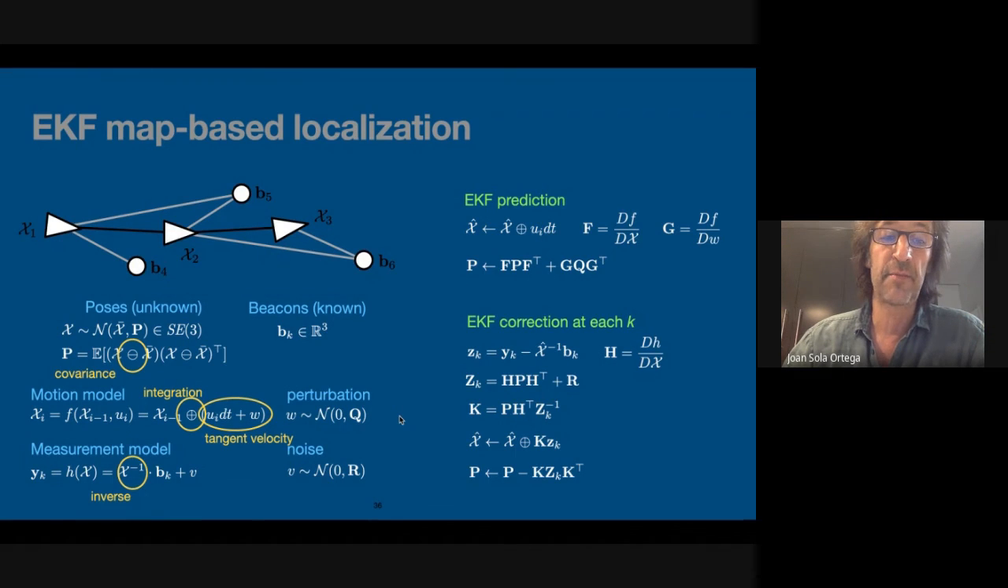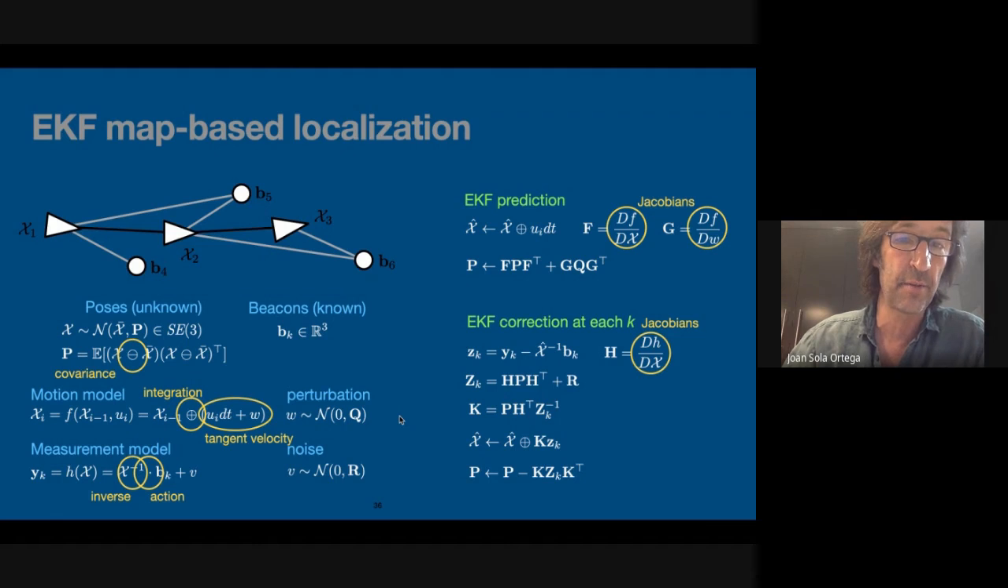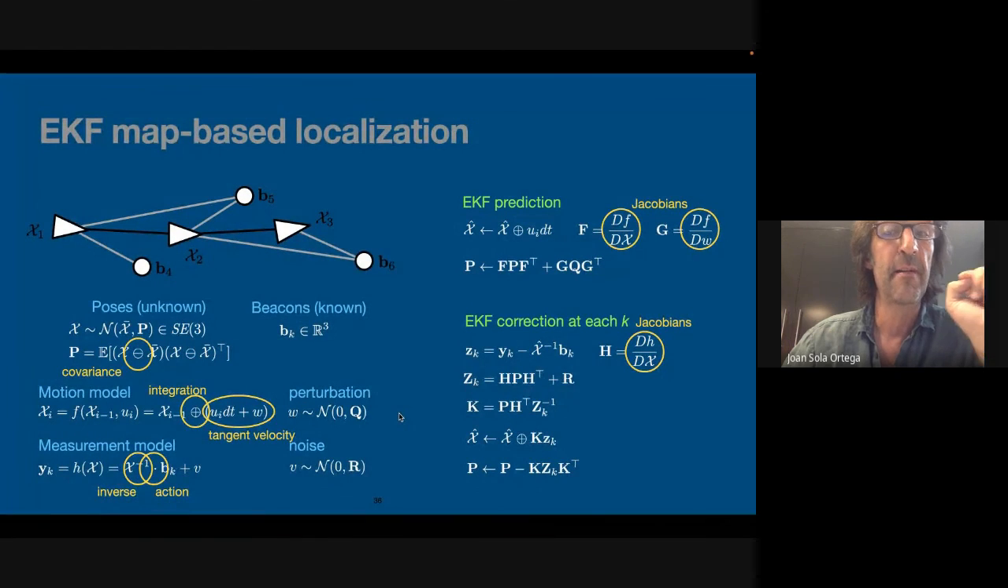Another concept is, for example, if we use the inverse of the element of the group, we use the action. All the concepts that we are introducing in Lie theory. We use Jacobians computed according to the formulas that I provided some minutes ago. It's the Lie derivative. It's not a normal derivative.